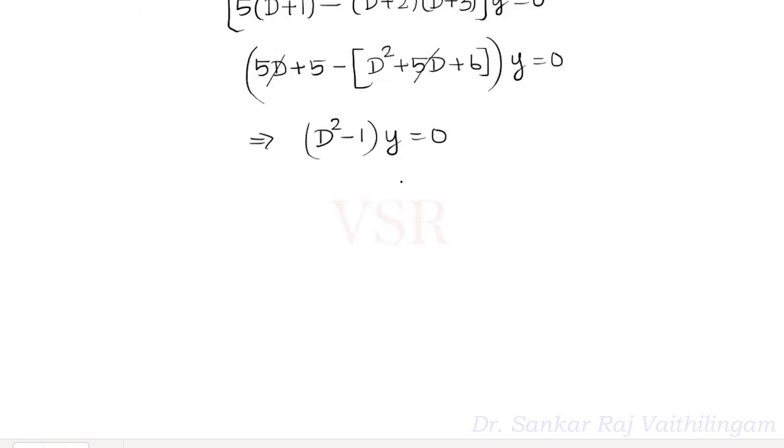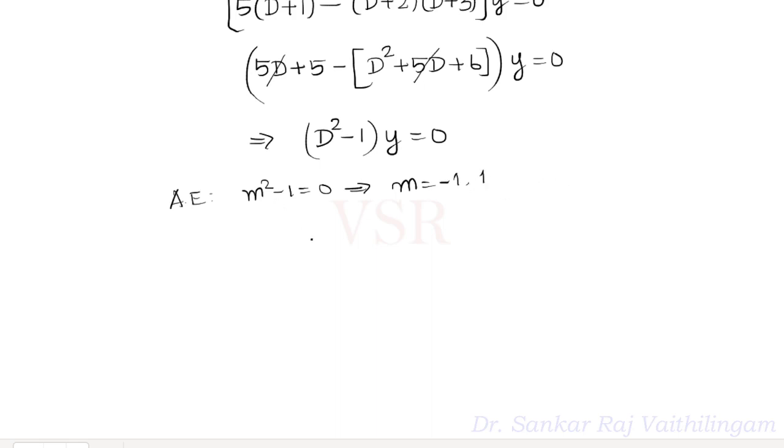So what we will have, this implies that. So how do we solve this? Go for an auxiliary equation. That is m square minus 1 which is equal to 0. So this implies that m equals minus 1, plus 1. Okay, m equals plus or minus 1. So what is the solution?